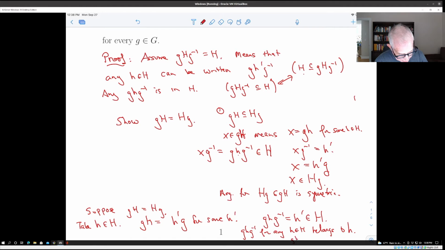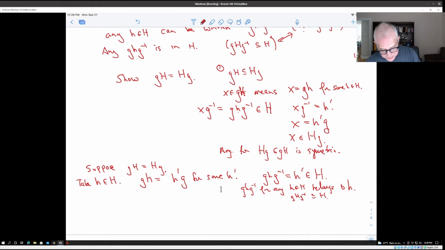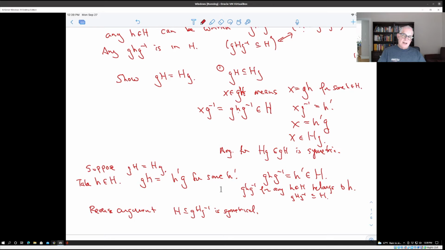And if you want to go the other direction, you can give a symmetric argument, or you can use g inverse instead of g and just reverse it. So again, I won't belabor this, but the reverse argument to show that H is contained in gHg inverse is symmetrical. So these two notions of being a normal subgroup are the same.